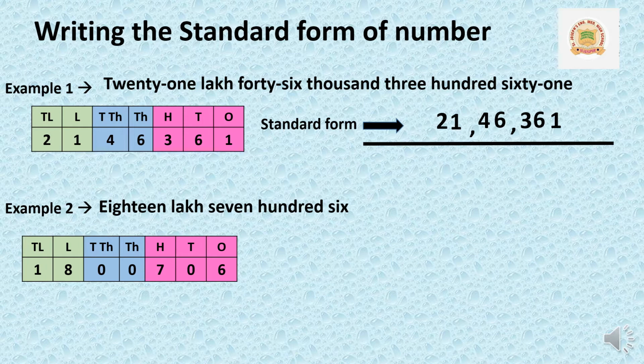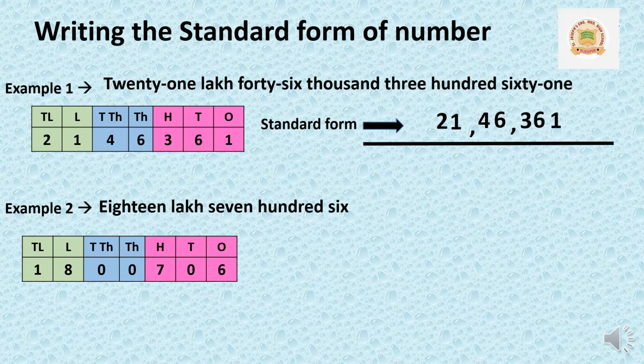See, 18 lakh means we have to write in the 10 lakhs place 1, lakhs place 8. As we don't have any thousands number, what will we do? We'll place the 0 in the 10,000s place, also in the thousands place. Why? To get the value for the numbers. Next, in hundreds place 7, tens place we don't have any number, so again we have to put the 0. In ones place 6.